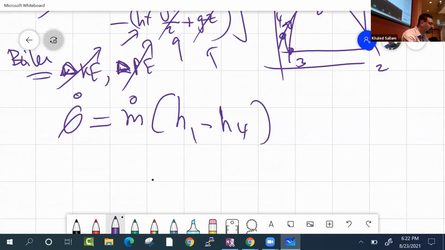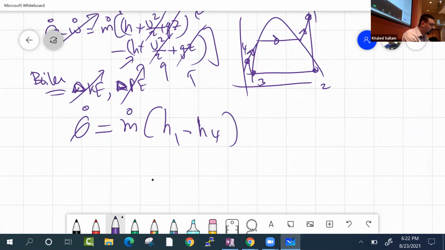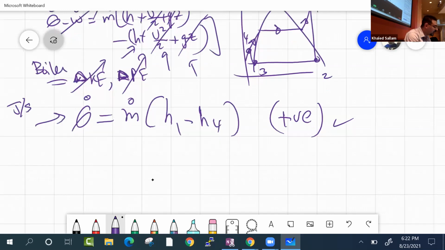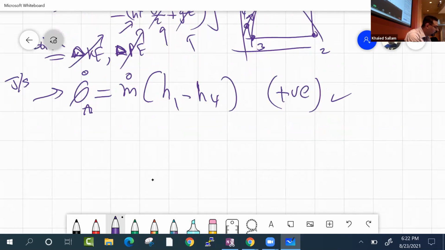H1 is way bigger than H4 for sure, right? And that's why this Q will become positive. And that's okay, because we know that the first law says when you add Q, it's plus. So we are fine with Q equal to a plus number. So the unit of this will be joule per second. But if you want, let's call it Q added.